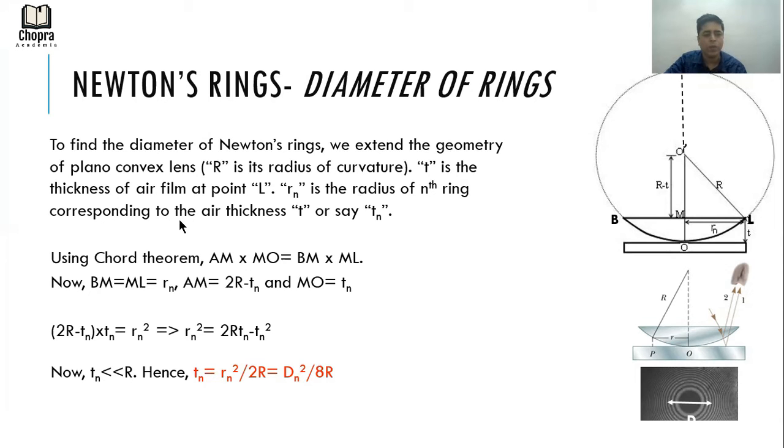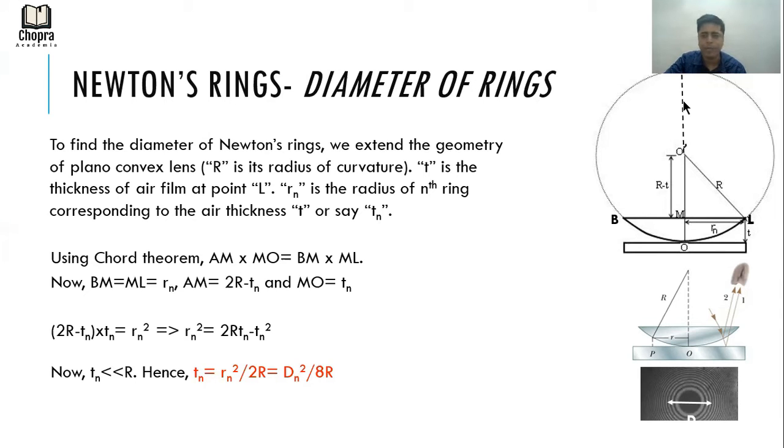Now we will use a simple result of the chord theorem which says that AM times MO is equal to BM times ML. In this case, AM is this length and this is MO, and BM and ML are these, which are nothing but rn each. Now what is AM?